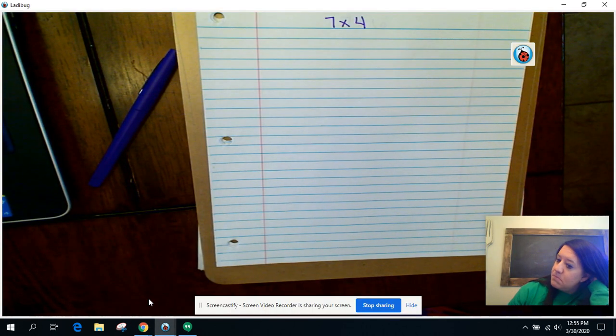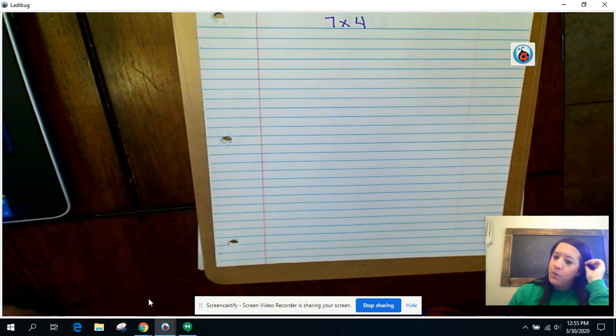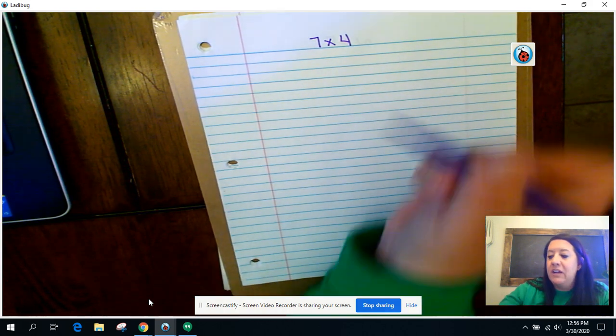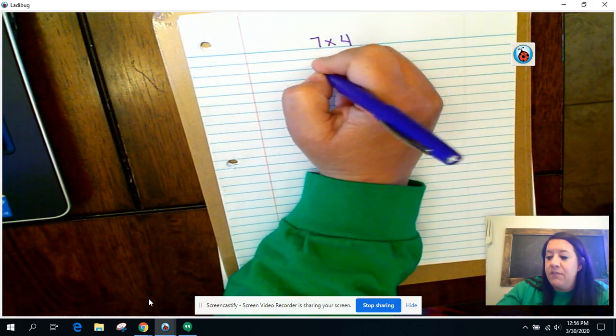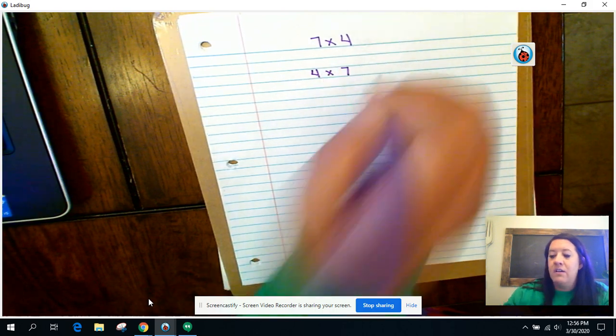The first problem that I have that we're going to talk about is seven groups of four. So we don't have a specific strategy that we're going to teach you for your sevens facts. So we're going to use strategies that we already know in order to solve them. So for your seven groups of four, I can use my turnaround fact. So instead of doing seven groups of four, I can think about this as four groups of seven.